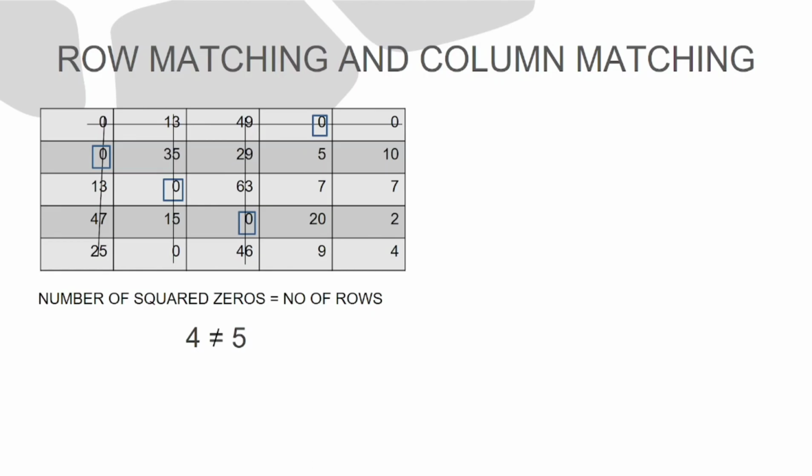Once done, we check whether the number of squared zeros and the number of rows are equal or not. In this diagram, we can see that the number of squared zeros is 4 and the number of rows is 5, which makes them not equal.